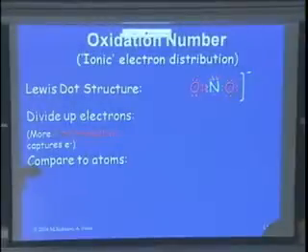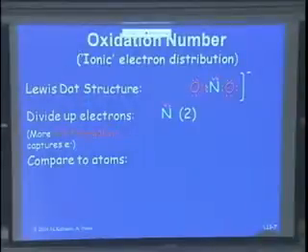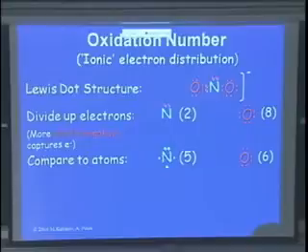What would be this here? There's only 2 left on the nitrogen, because this is more electronegative, it takes all of this one. So how many would you have on the nitrogen? 2 plus 2 compared to 5. So what's the oxidation number? Plus 3, exactly. There we go. All right.